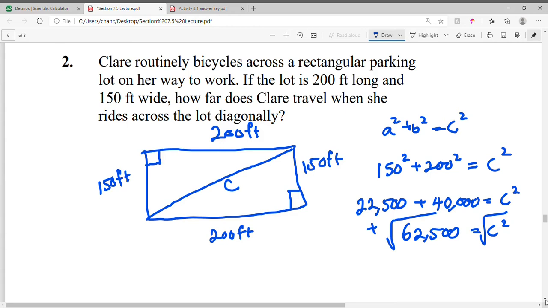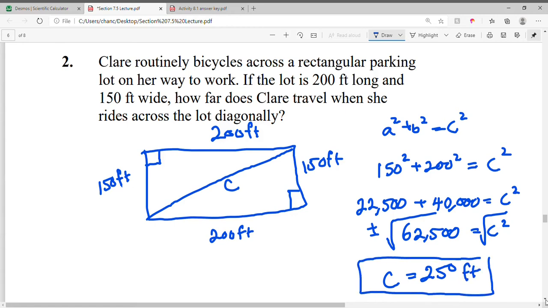Don't forget the plus or minus, but in this case, we don't care about the negative because we can't have a negative distance. So we can use our calculator now. The square root of 62,500 is equivalent to 250. Now we're talking about a distance here, so we know that Claire must ride 250 feet across this rectangular parking lot.